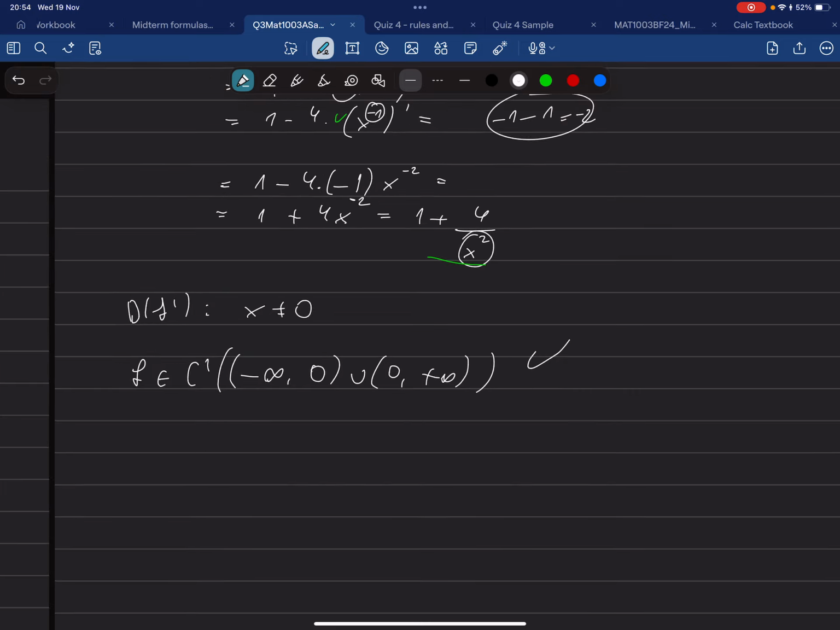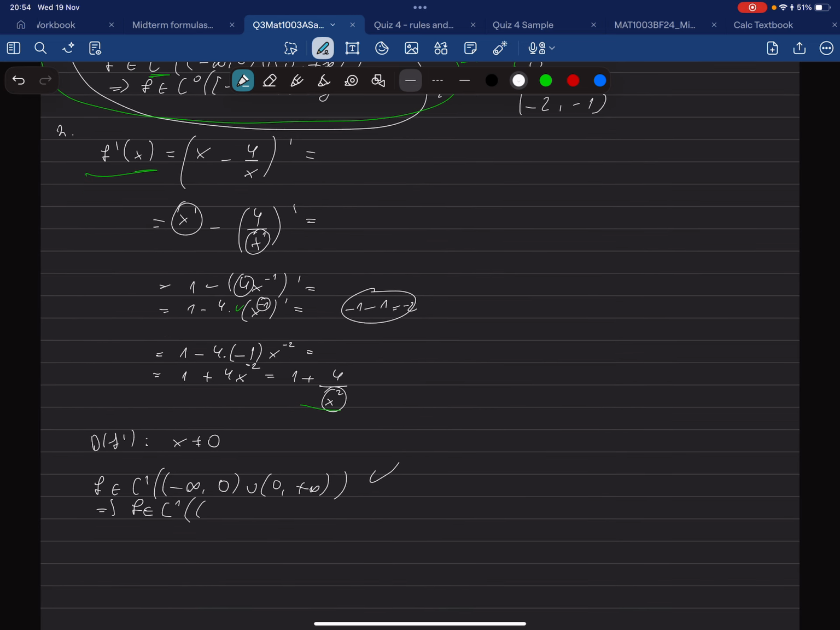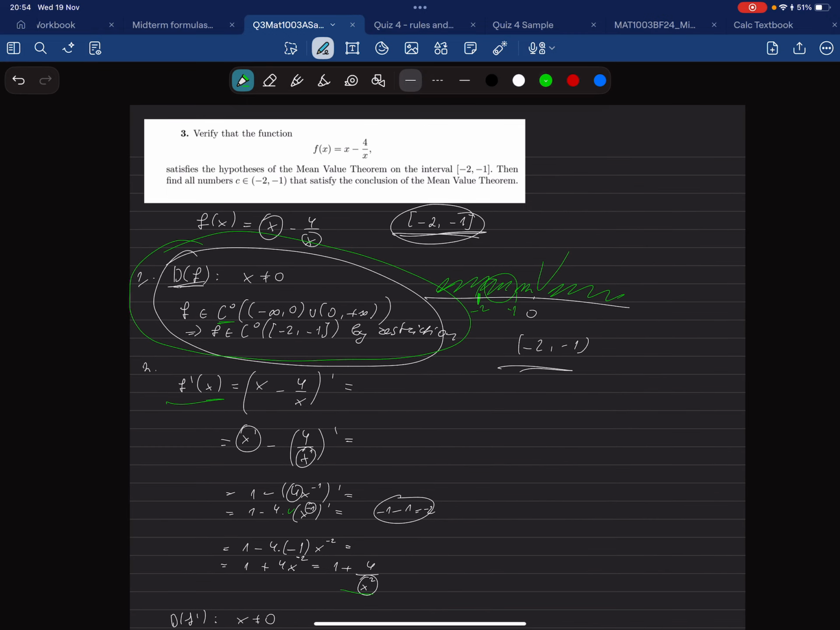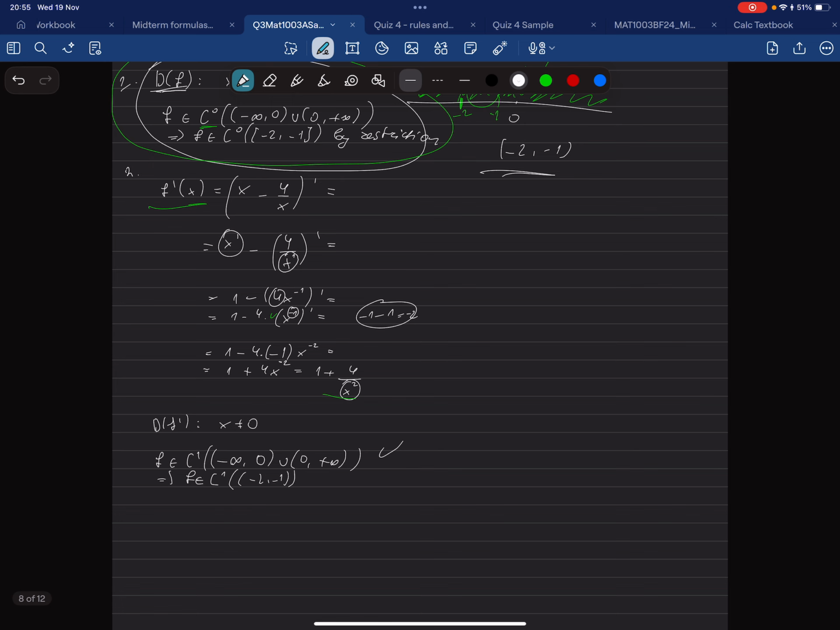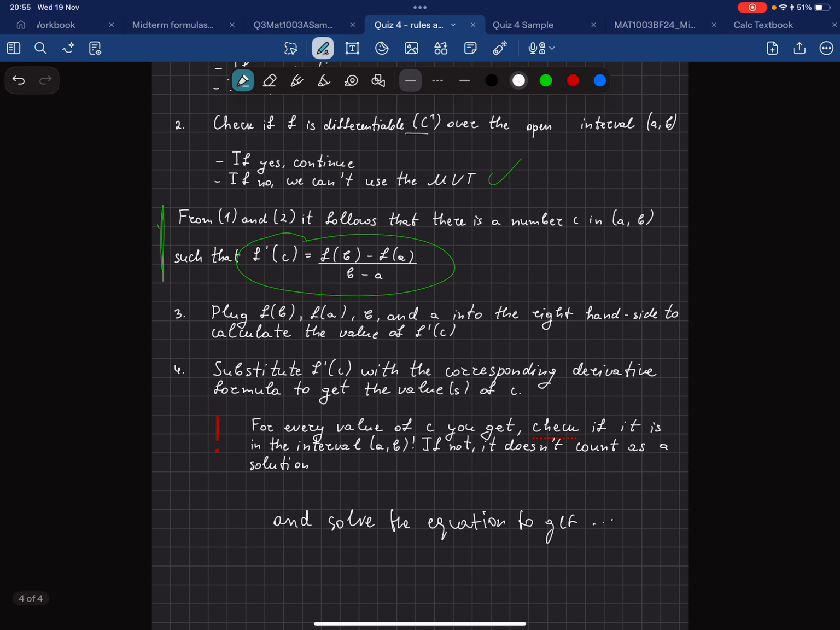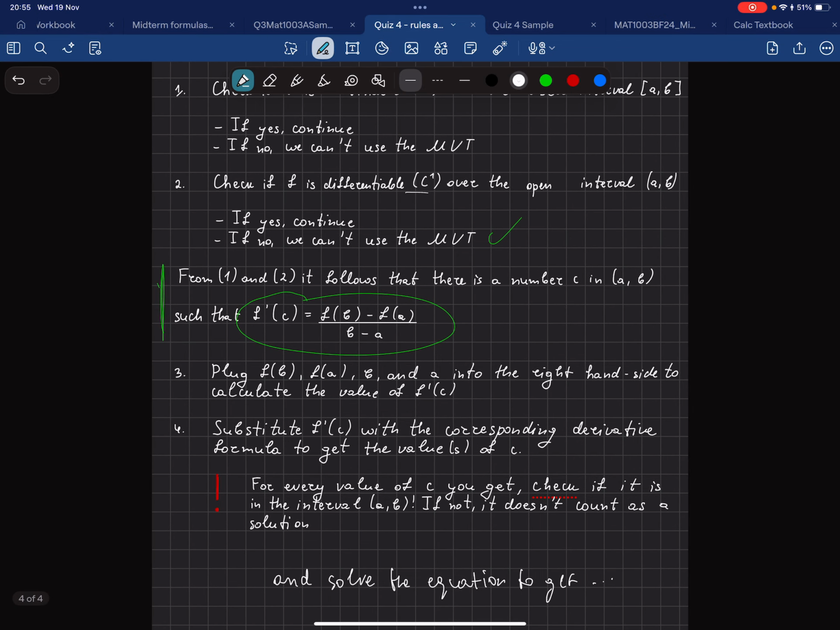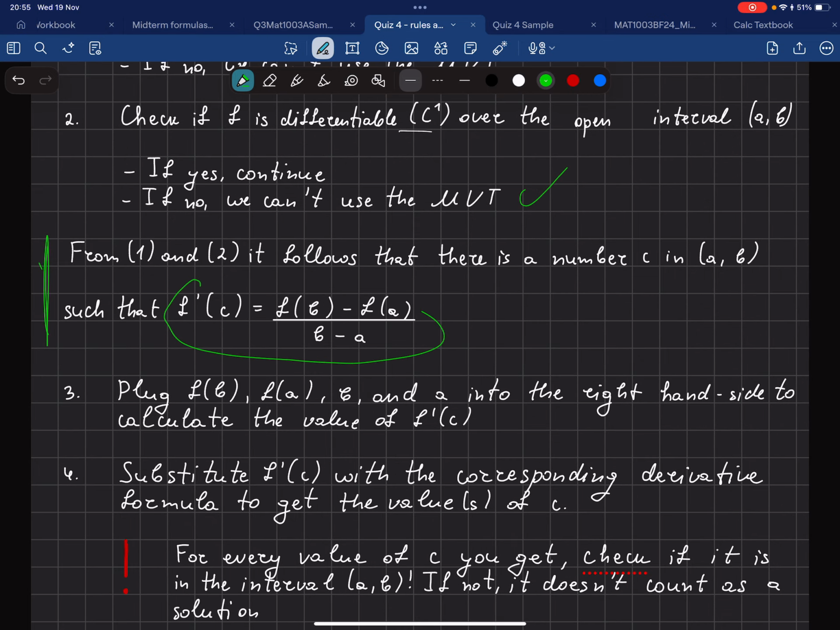So that's also fine. And therefore, f is also differentiable on the open interval -2 to -1. Where did that come from? It came from the problem itself, right? Okay, perfect. We're done with the first 2 steps. We have a few more to go. It's kind of exhausting, but now we have a formula. This is our formula. F prime of c.